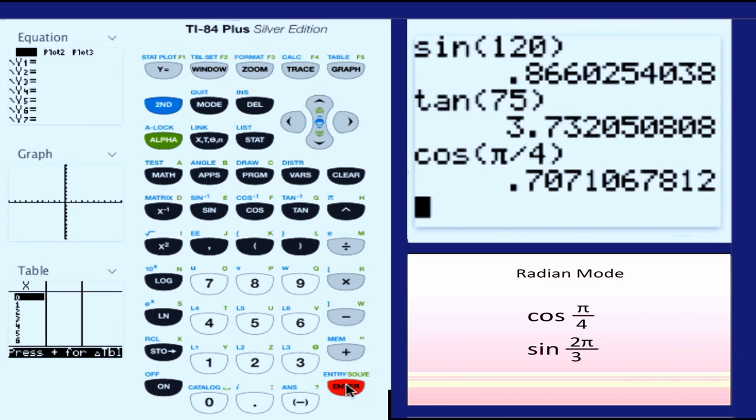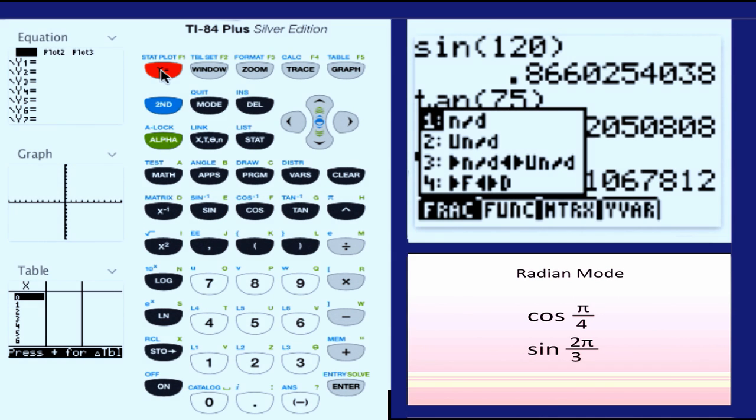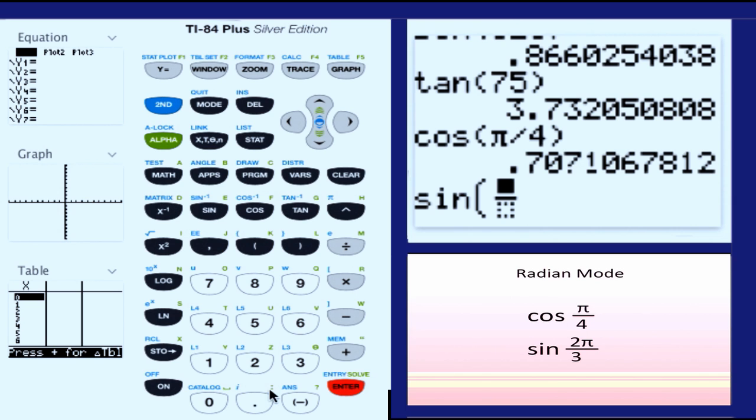Let's type in sine 2 pi over 3. So I'm going to type in sine. Now this time we're going to use the fraction button. Some students like to use the fraction button. They like the way it looks better, so we're going to type in the alpha button and then F1. That's the shortcut button for the fraction button. Notice that it's highlighted N/D, which is your fraction. Press enter to choose it. And now we're going to type in 2. And then remember the pi button is the second function and the exponent button, so second pi.